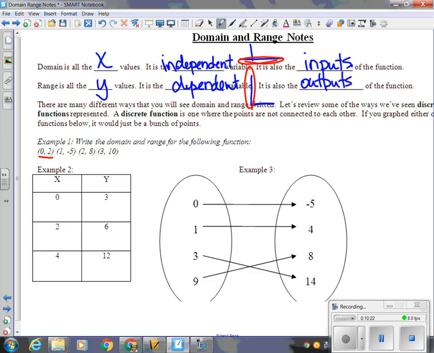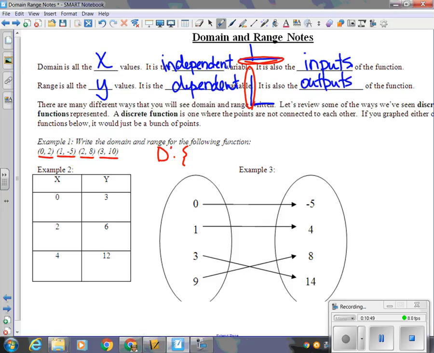I have the points (0, 2), (1, -5), (2, 8), and (3, 10). I only have 4 points. That's it. Just 4 points total. Okay. I'm going to come over here to the side, and I'm going to say domain, and I'm going to abbreviate it with capital letter D. Everybody got that? You want to make these little squiggle lines, which are actually called braces. And I'm simply going to list every number that's considered a part of the domain.